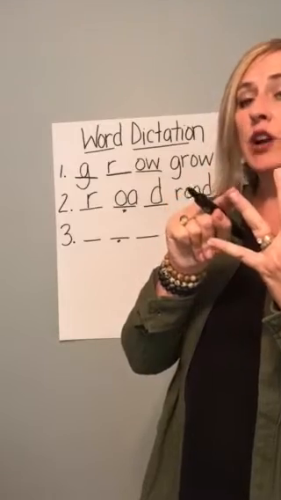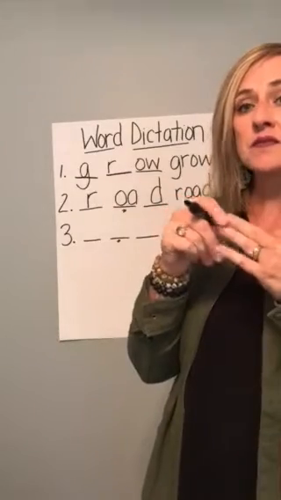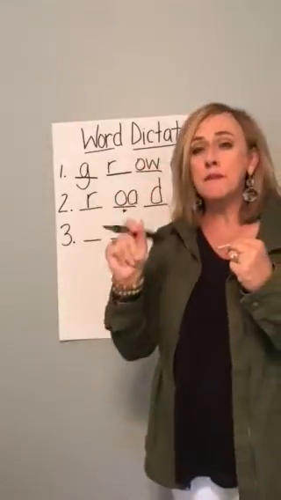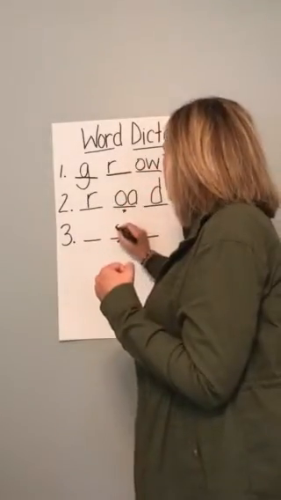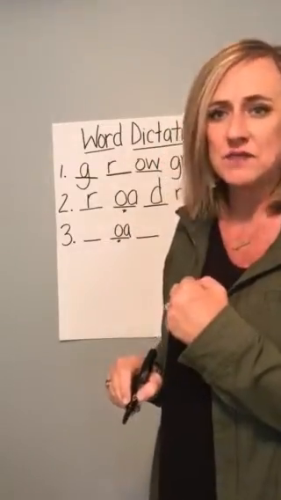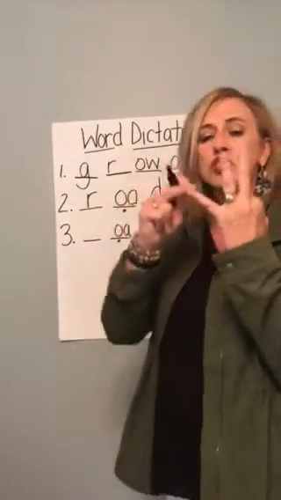So we've got to think about our rule. How are we going to spell that? Yes, OA says O in the middle. So we know that long O sound in the middle is going to be spelled with that OA vowel team. So let's finish spelling our word.